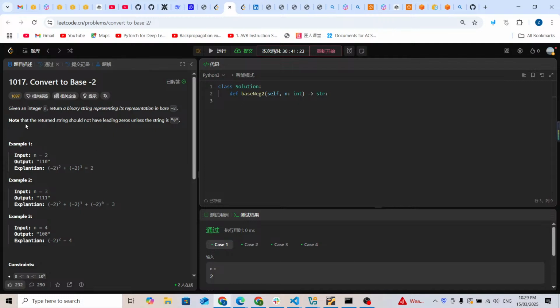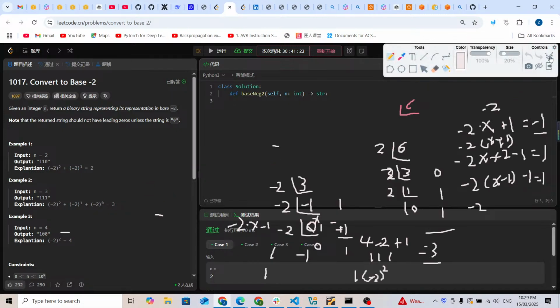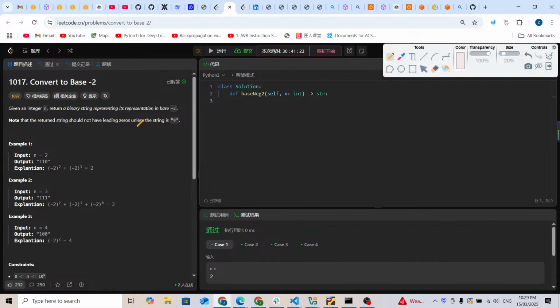Note that the returned string should not have leading zeros unless the string is 0. So this means the final result should not have any leading zeros. For example, if the result is 110, it cannot be 0110, because there are no leading zeros. And for this example, it is 100, and for this example, it is 111. So let's first try to understand all the examples.